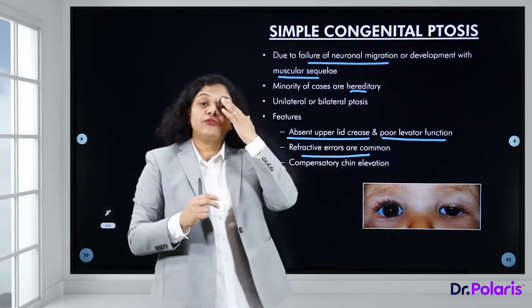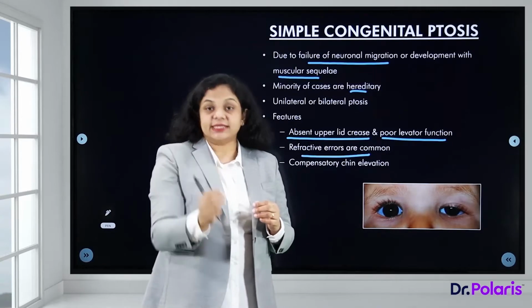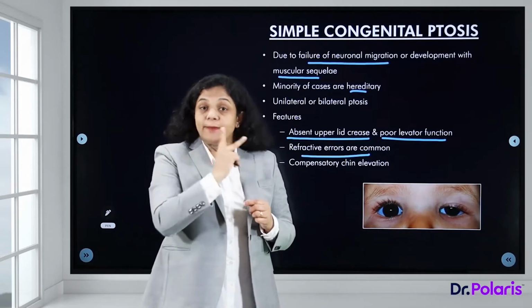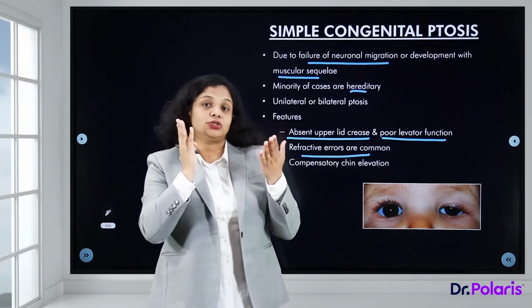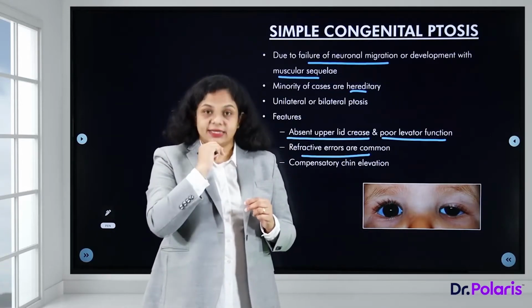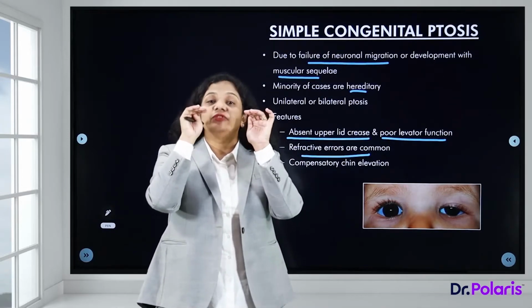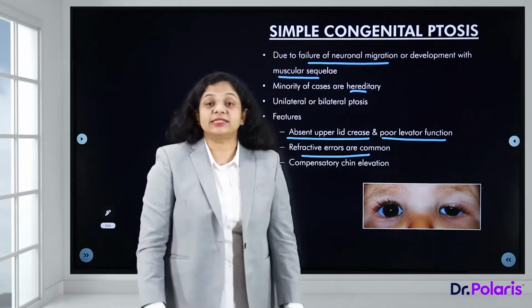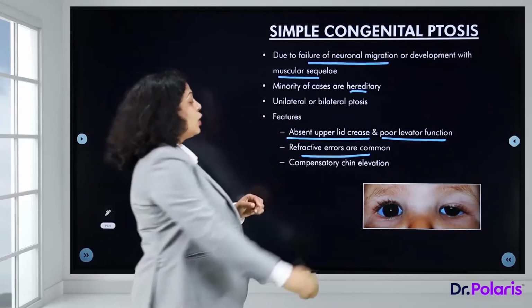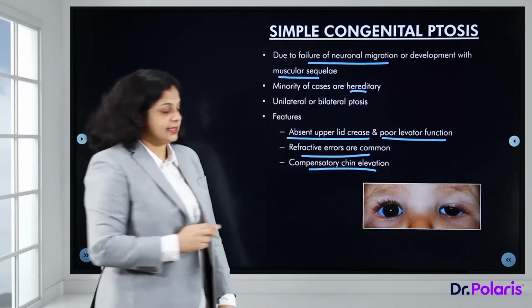Because of the ptosis, the eyelid is drooping. In a normal position of gaze, they are not able to see anything from the ptotic eye. If it is a bilateral condition, they are not able to see from either of the eyes. So what do they do? They have a chin lift. When they lift their chin up, the eyeball moves down and they are able to focus at a thing. So if it is a bilateral condition, a compensatory chin elevation will be seen in such cases.